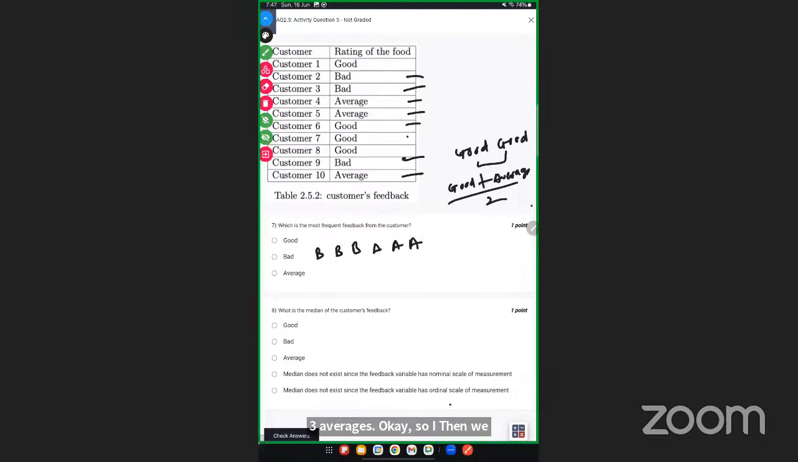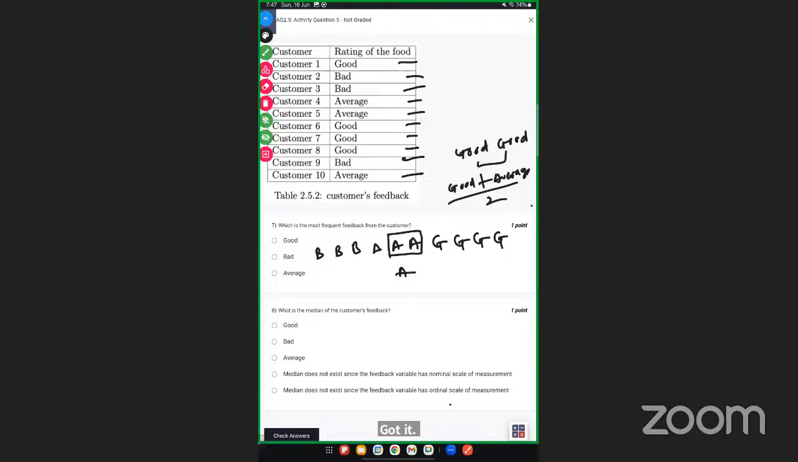Then I have 1, 2, 3, 4 good, 4 good, right? So G. Now they are asking to find the median, right? So since these are 10, I will go with 5 and 6. So this is the fifth one and this is the sixth one. Both are average, so average will be the answer, right? Yes, sir. Okay, but in the case of if they are different, then the median can't be found, it won't be possible.